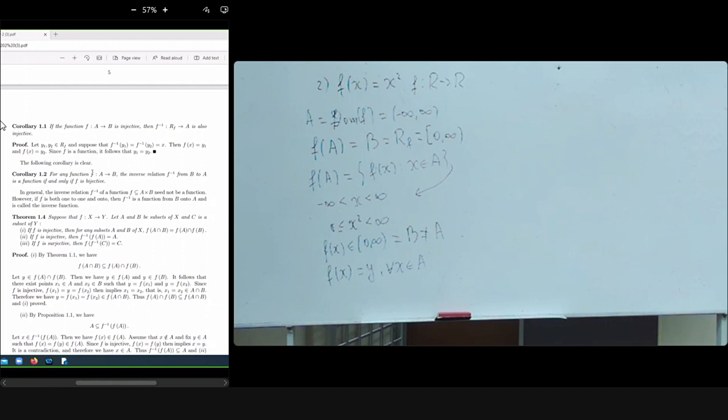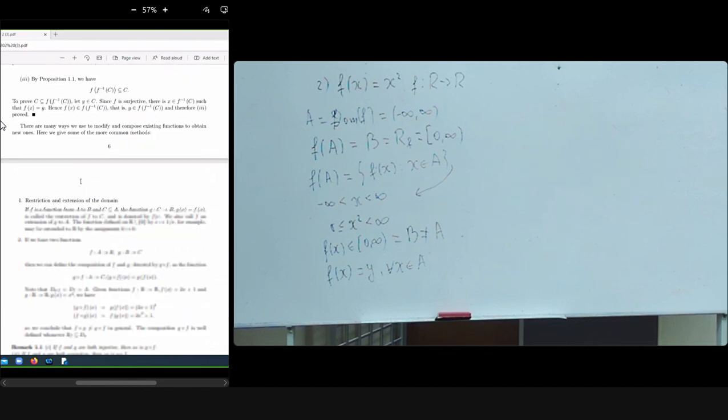So the second one: for any function f, the inverse from B to A is a function if and only if f is bijective. Bijective is injective plus surjective, right? So this corollary 1.1 and corollary 1.2 give equivalence of A and B. Okay, so that one we should understand properly.